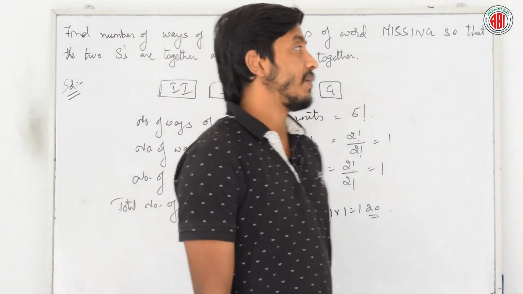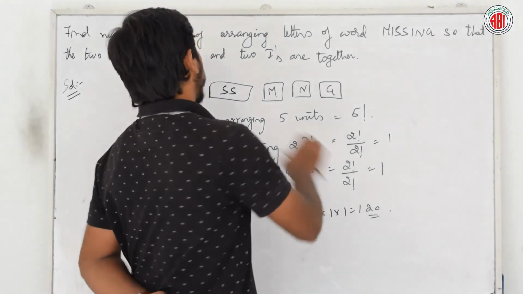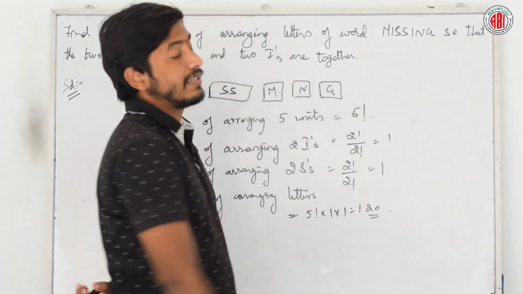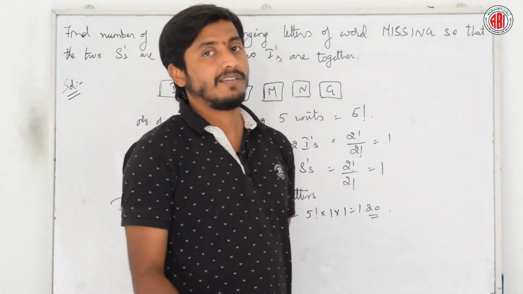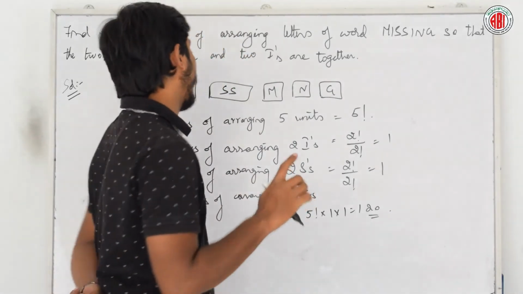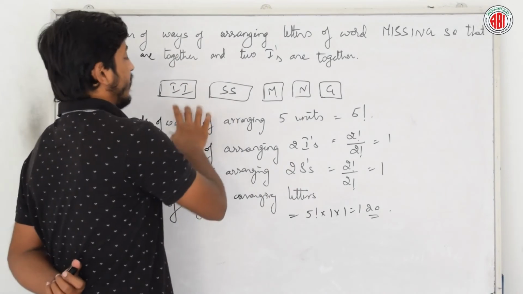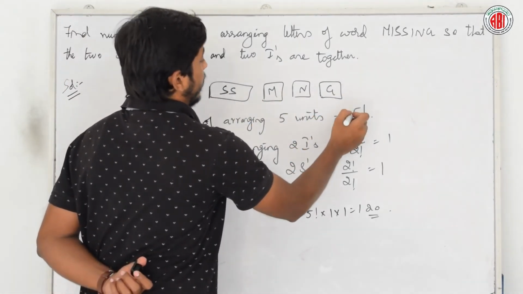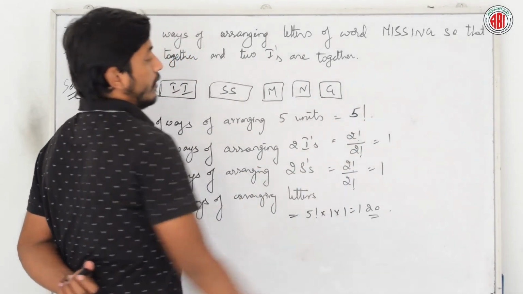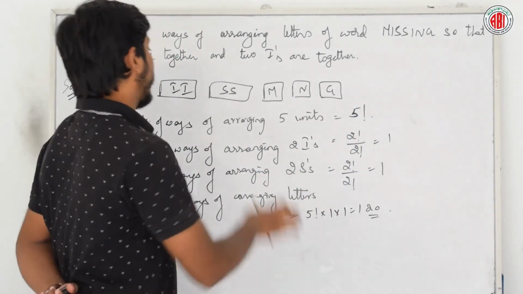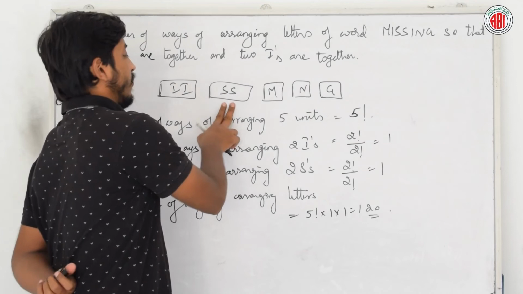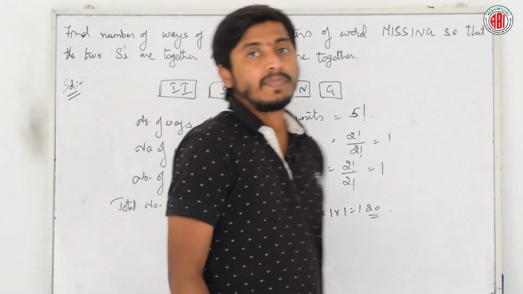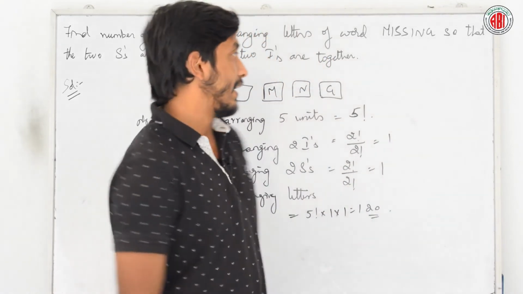So the main concept here you have to remember is we will take SS as 1 unit, II as 1 unit, and the remaining 3 as separate units. Finally we'll have 5 units, so the number of ways of arranging these 5 units is 5 factorial. Right? Again, arranging the 2 elements in this is 2 factorial by 2 factorial. Again 2 elements in this, 2 factorial by 2 factorial. Is it right? Did you understand?